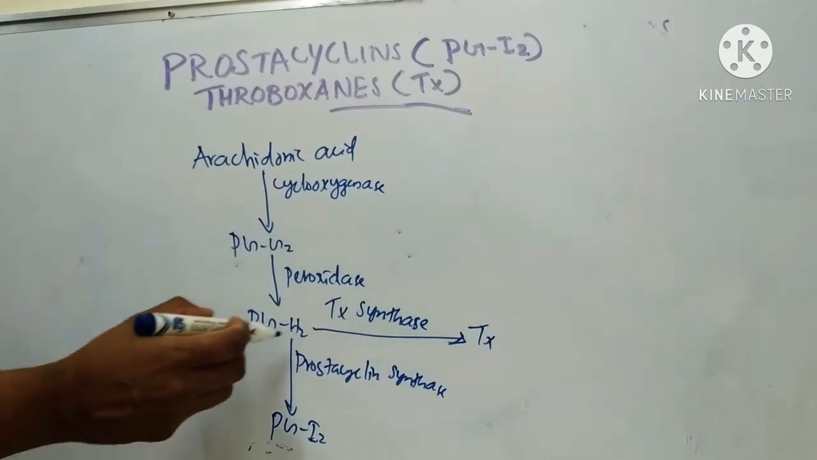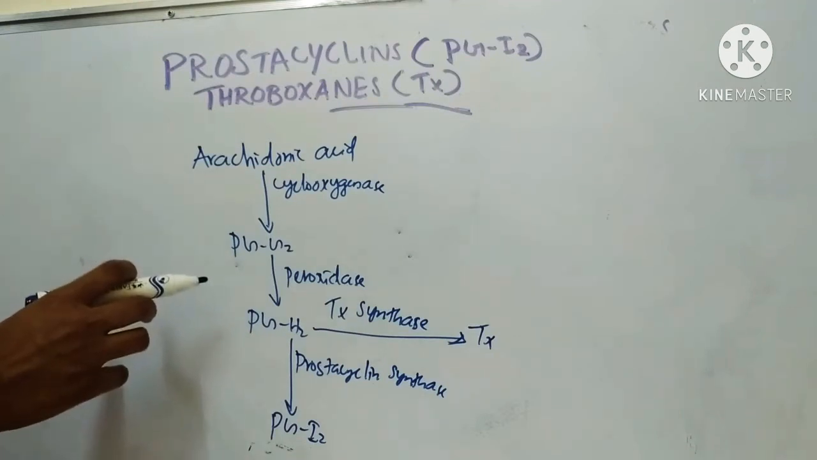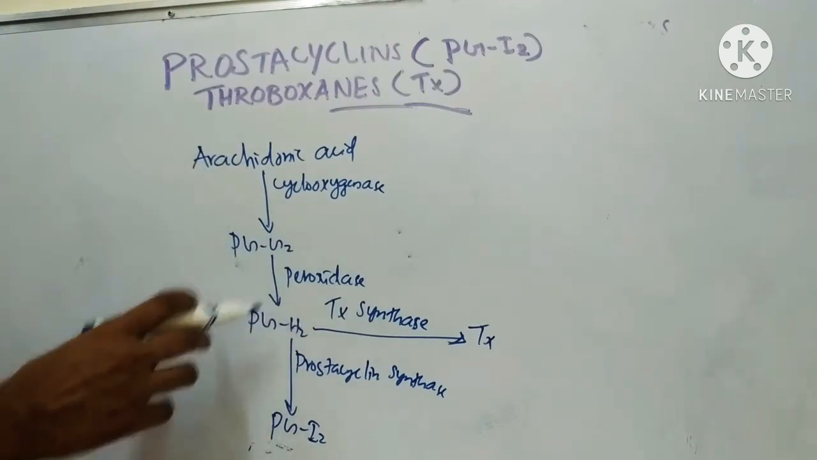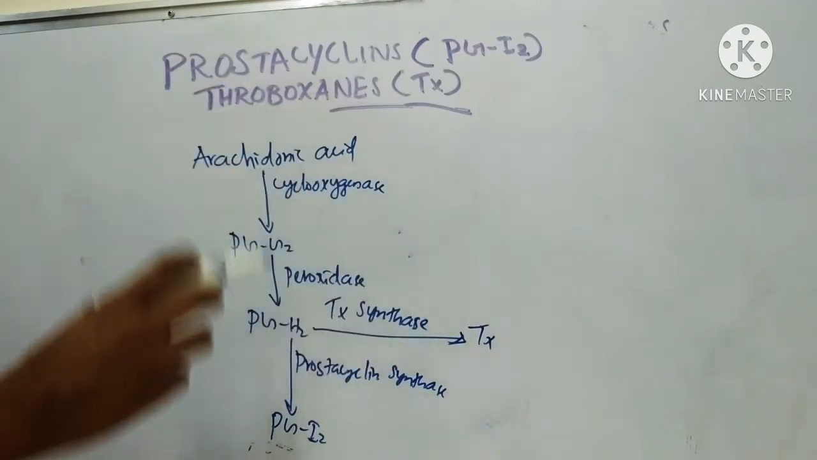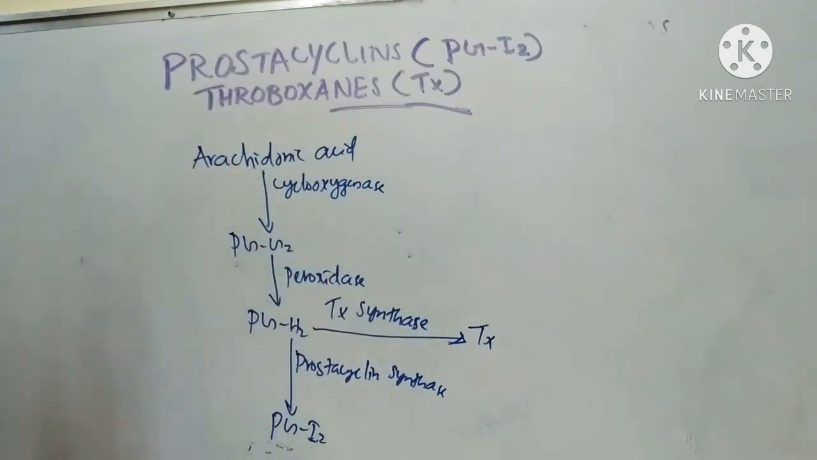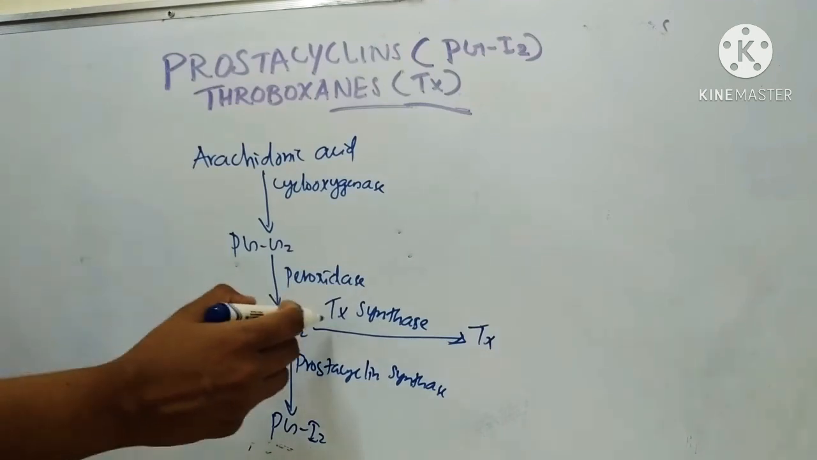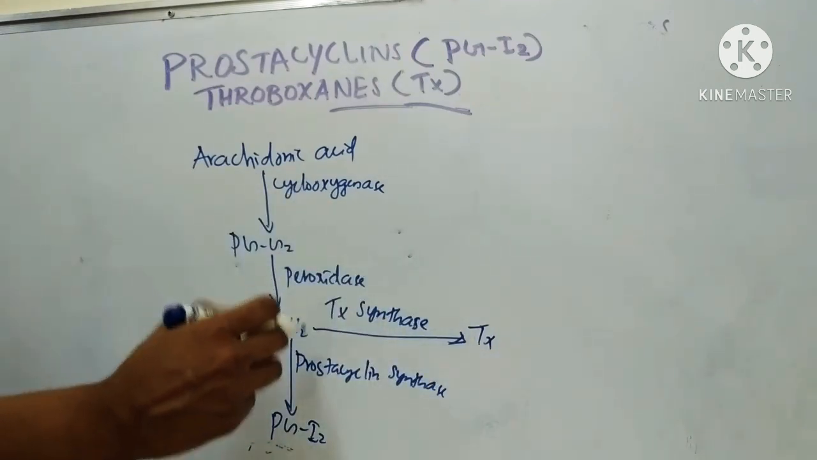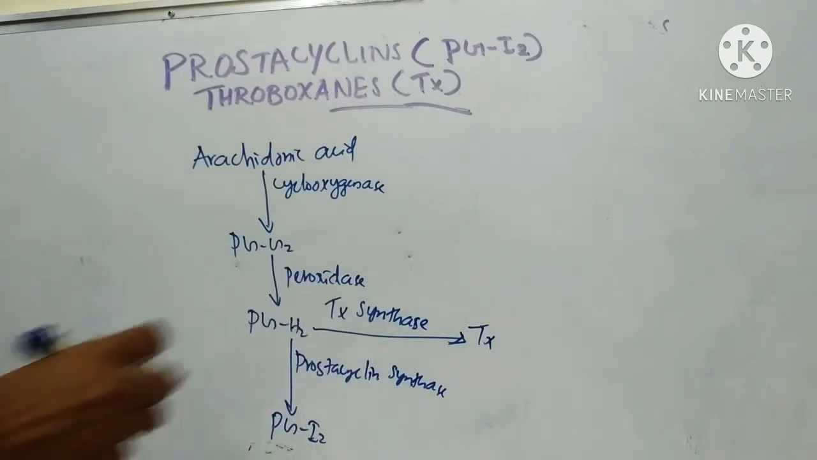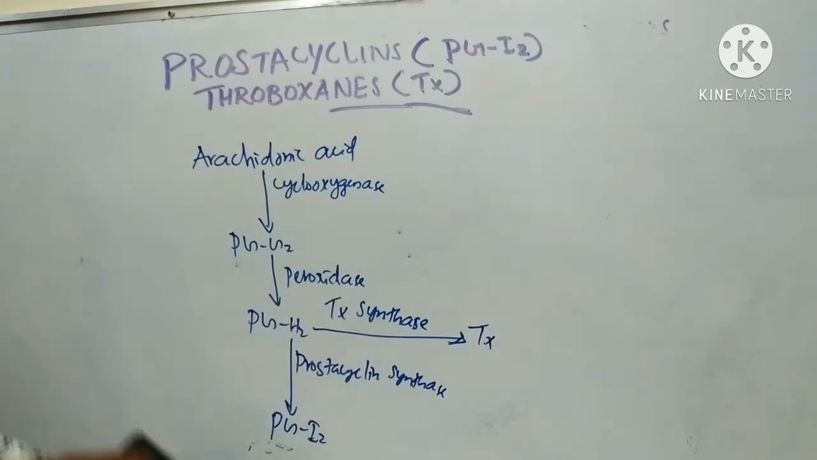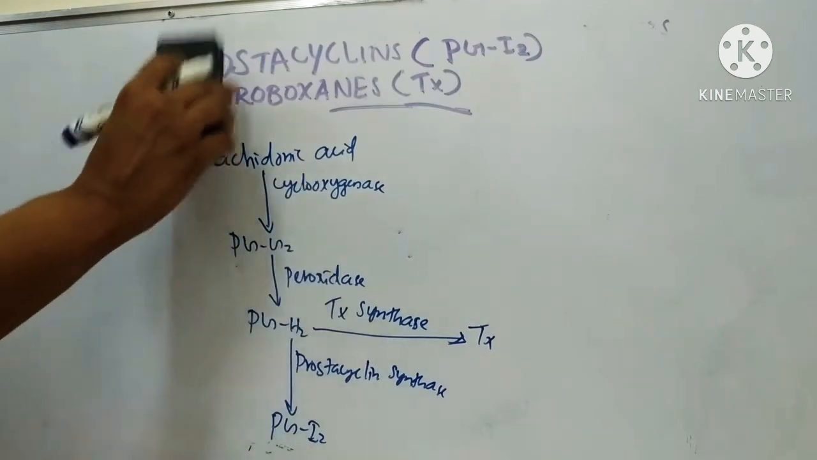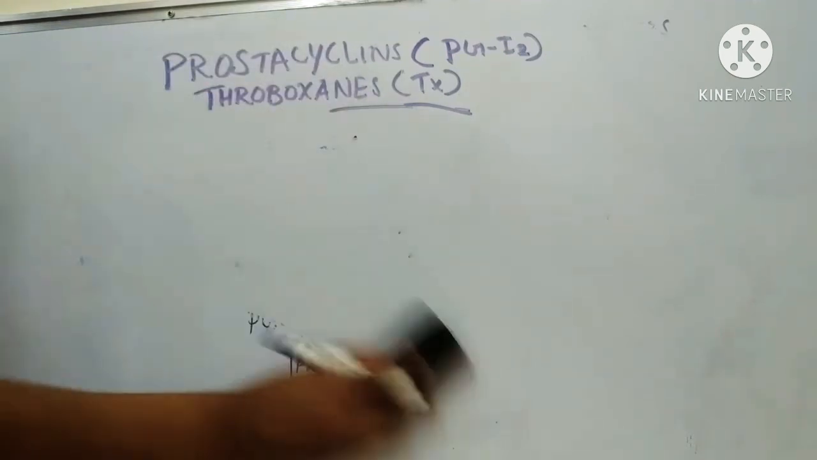PGG2 and PGH2 are cyclic endoperoxides. They have a short half-life. PGH2 is the precursor of thromboxanes, PGI2, that is prostacyclins, and prostaglandins. So by the action of the enzyme thromboxane synthase, thromboxanes are formed. By the action of prostacyclin synthase, prostacyclins are formed. So let's see the difference between prostacyclins and thromboxanes.